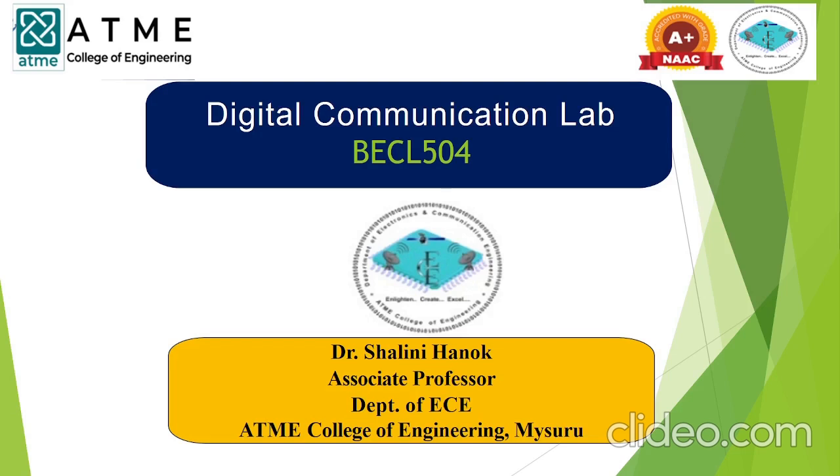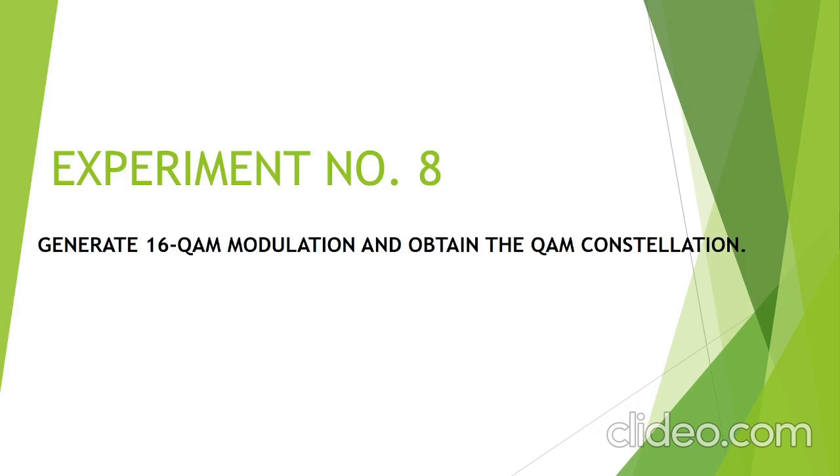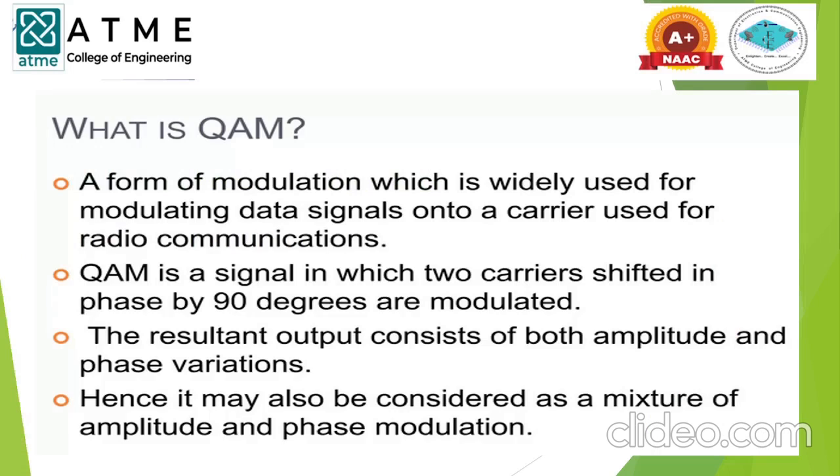Today, I'll be discussing another experiment of Digital Communication Lab BECL 504, that is, generate a 16 QAM modulation and obtain the QAM constellation. Before going to the experiment, we'll see the theoretical aspect of it, that is, what is QAM. QAM is a form of modulation which is widely used for modulating data signals onto a carrier used for radio communication. QAM is a signal in which two carriers shifted in phase by 90 degrees are modulated. The resultant output consists of both amplitude and phase variation.